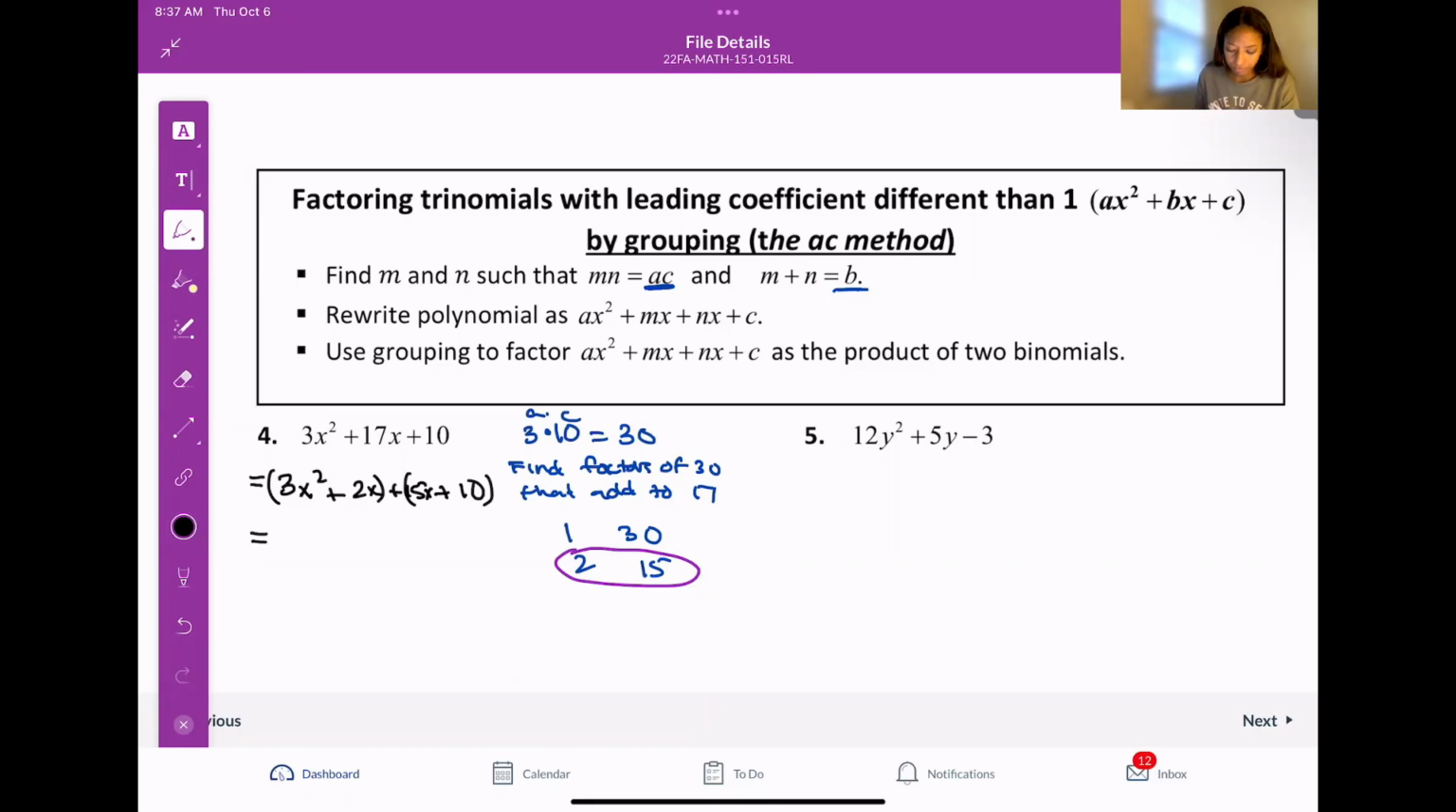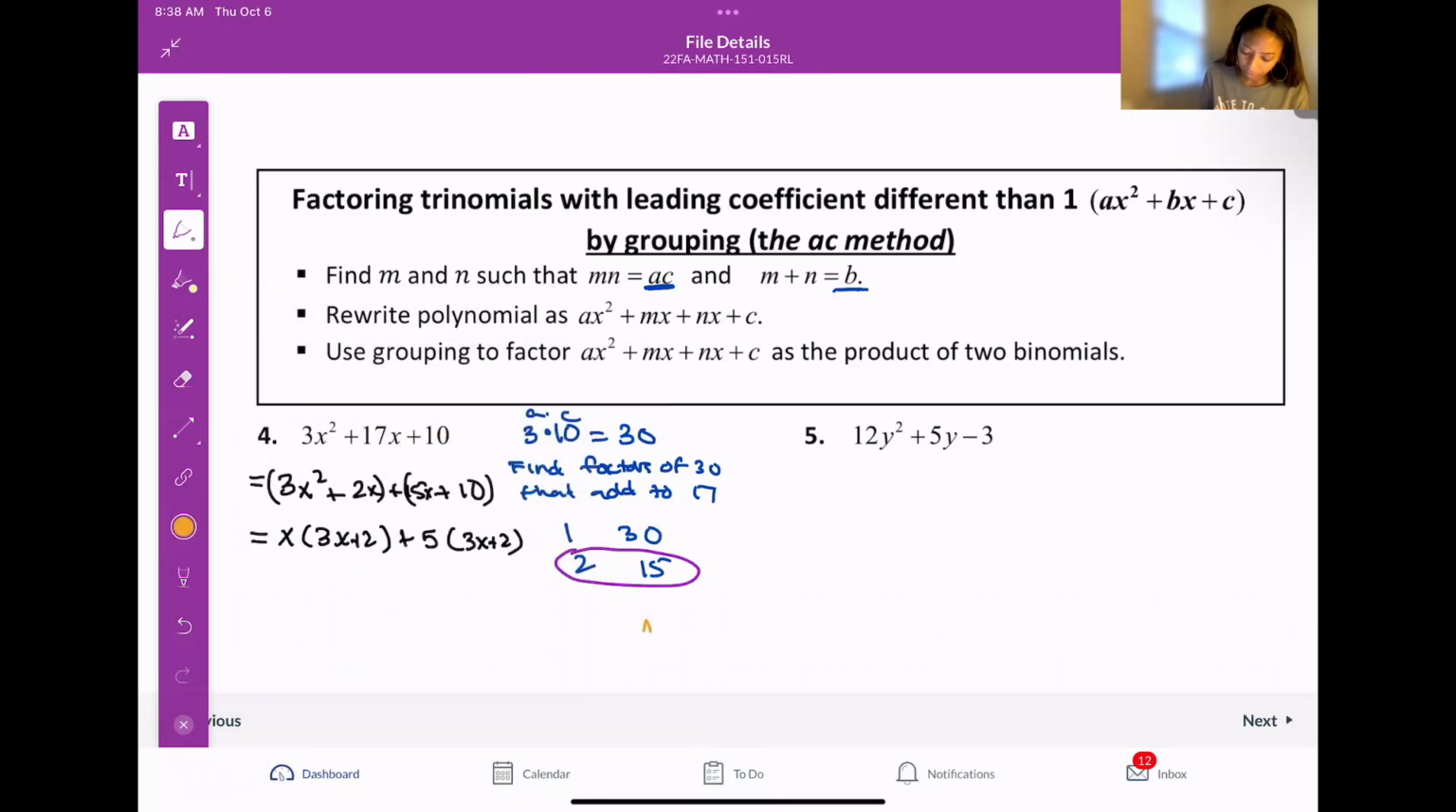All right, from the first two terms, 3x squared and 2x have an x in common. I factor out an x. That leaves me with 3x plus 2. And then for 15x plus 10, I can also factor out a 5 there. If I factor out a 5, that leaves me with 3x plus 2.